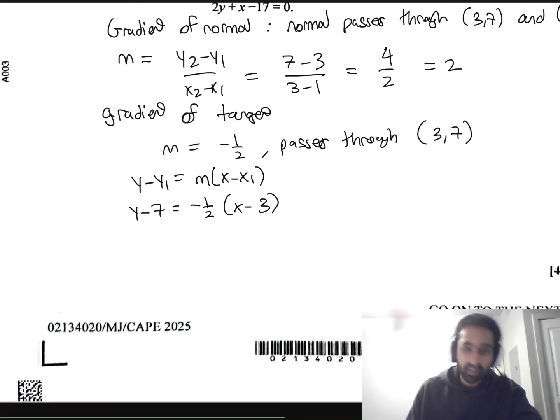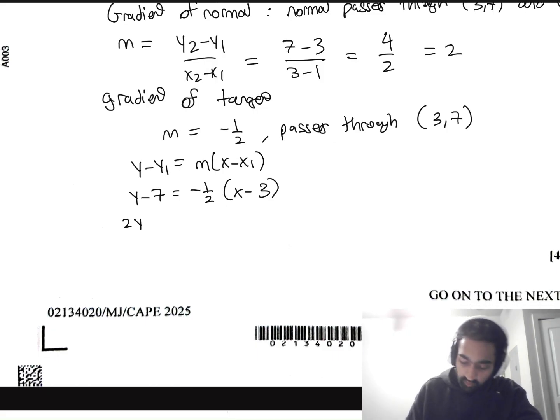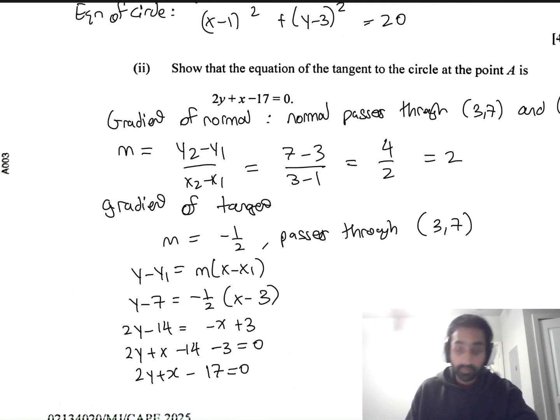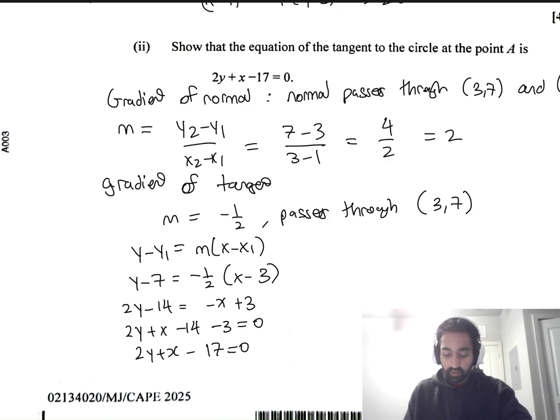And now I'm just going to rearrange the equation. So multiply by 2: 2y minus 14 is equal to minus x plus 3. And then if I bring the x on this side, 2y plus x, and then minus 14, and then minus 3 is equal to 0, or 2y plus x minus 17 is equal to 0, which is exactly what they wanted you to show. So I mean, that tells you that the answer is probably correct.